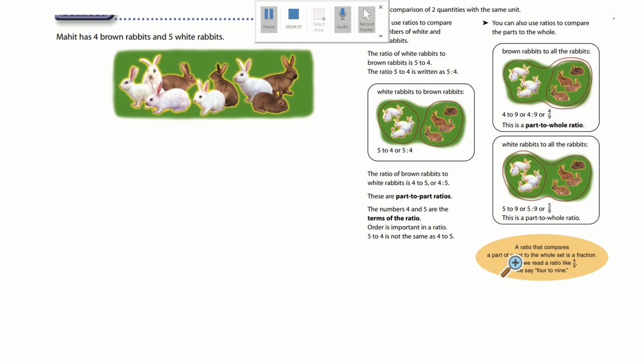Over here, as you can see, we also can use ratios to compare the parts to a whole. So what I did here was I separated the white and brown rabbits, and here I have 4 brown rabbits. So I'm gonna write that over here, 4B.